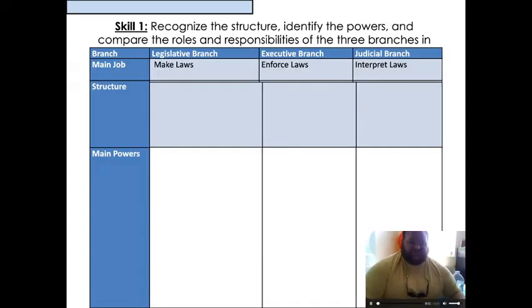All right. So we need to recognize the structure and identify the powers and compare the roles and responsibilities of the three branches in the federal government. So remember, we have three branches of government: legislative, executive, and judicial. The main job of the legislative branch is to make laws. The main job of the executive branch is to enforce laws, and the main job of the judicial branch is to interpret the laws.